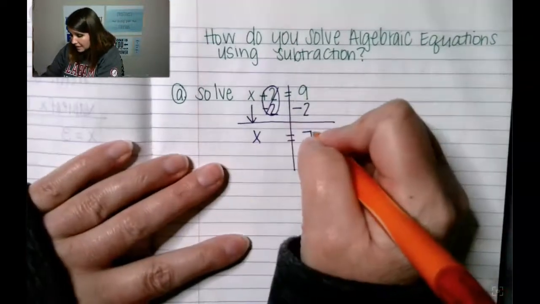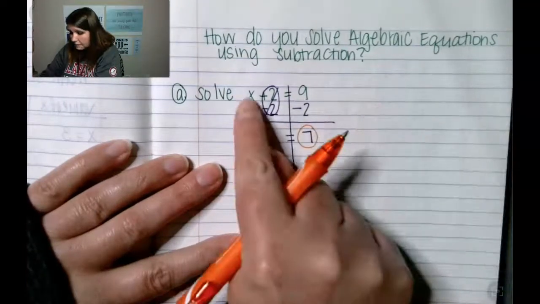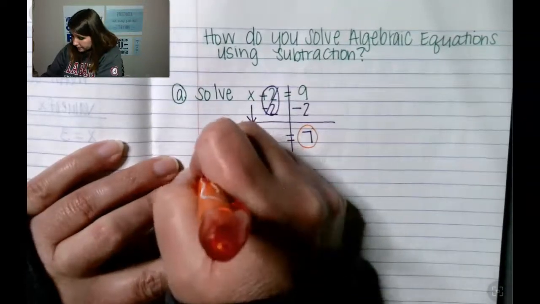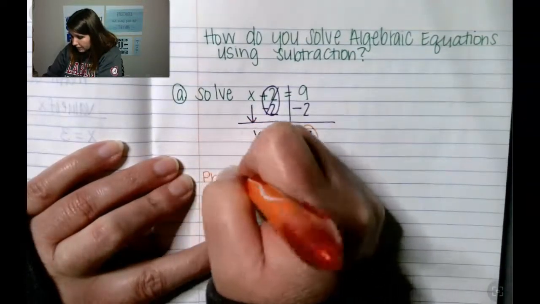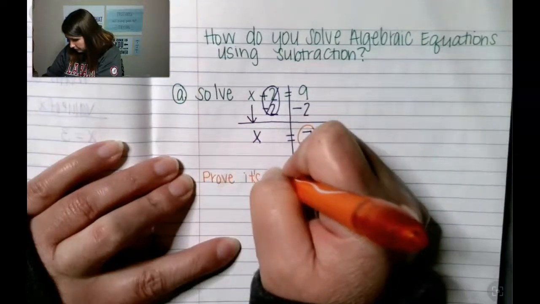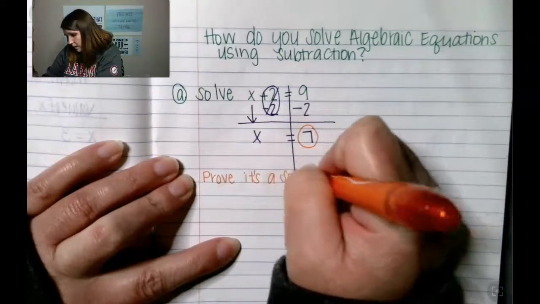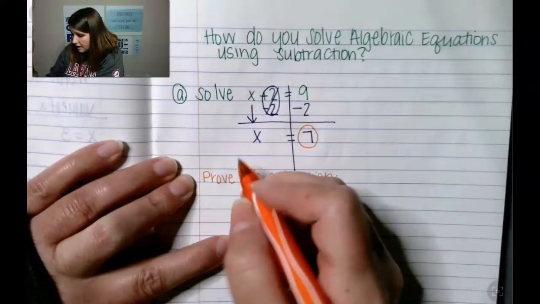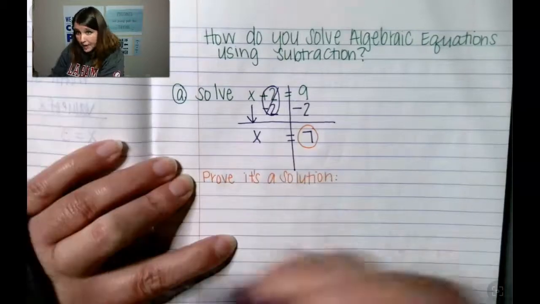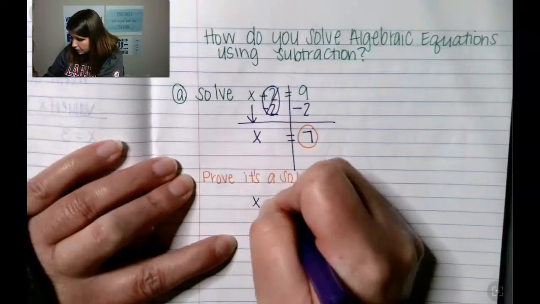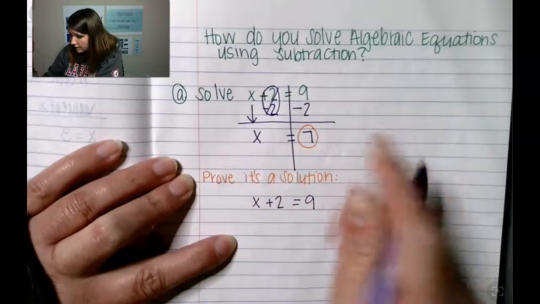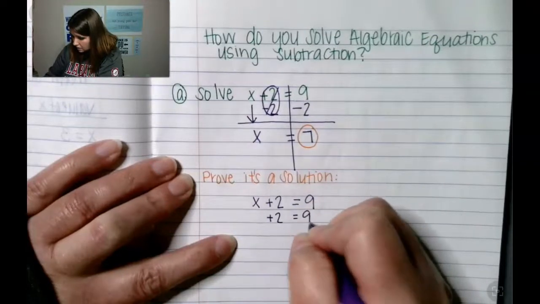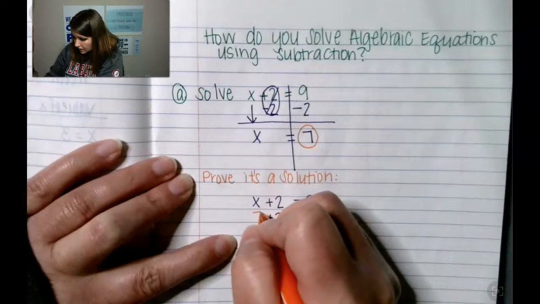So I'm going to take this 7, and I'm going to plug it in right here. So I'm going to prove it. I need to prove it's a solution. And the way that I prove it is by using substitution. So now I'm going to say I had x plus 2 equals 9. I'm taking this 7, and this 7 is going in here.